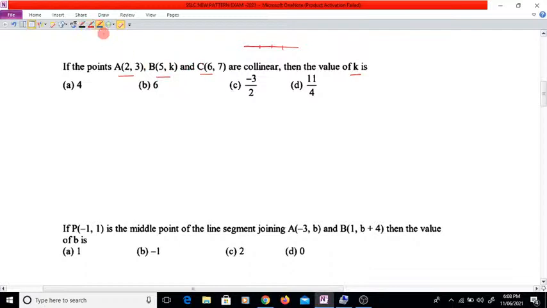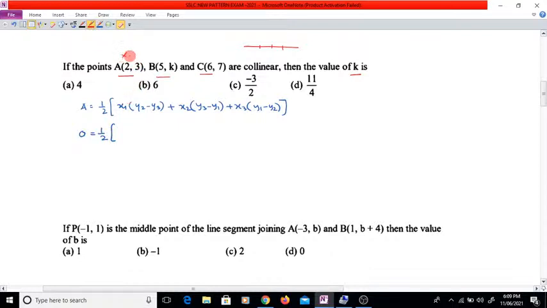So therefore you will write down the formula first, that is area of triangle equals 1 over 2 into bracket, that is x1 into (y2 minus y3) plus x2 into (y3 minus y1) plus x3 into (y1 minus y2). This is the formula to find the area of a triangle. So area of triangle is 0 here. So this is 0 equals 1 over 2 into bracket. What is x1? x1, so we will write here.